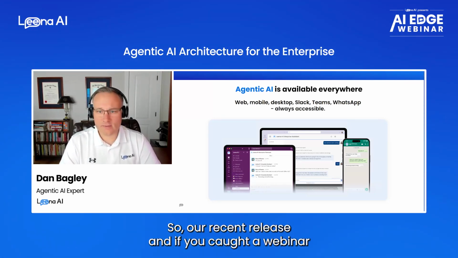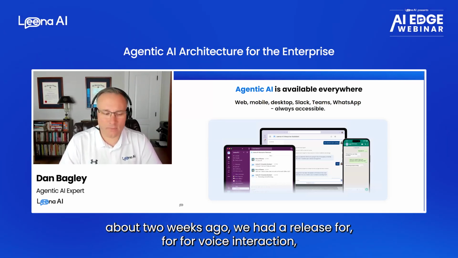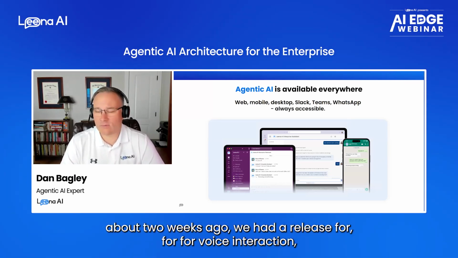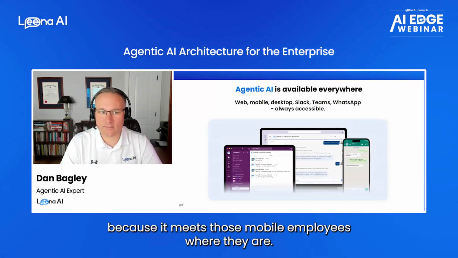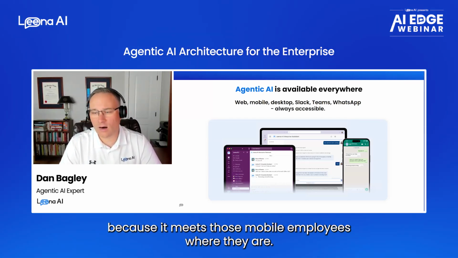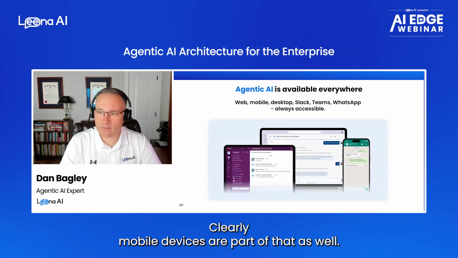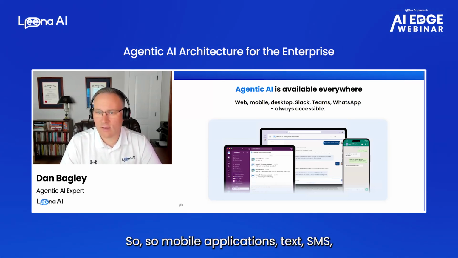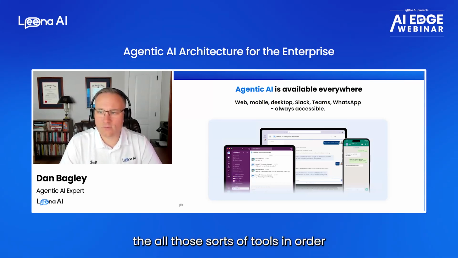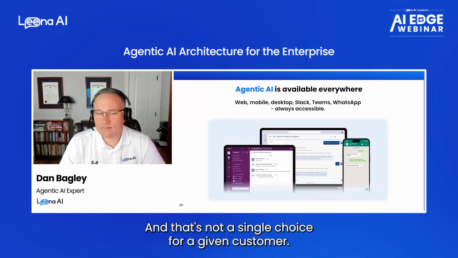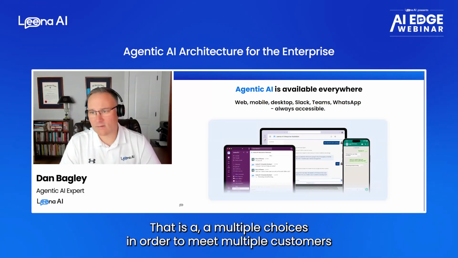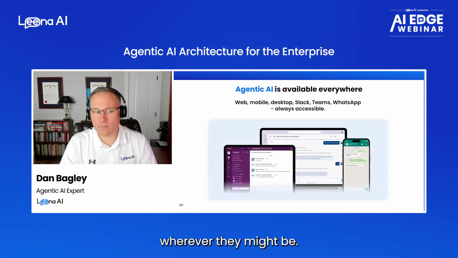So in our recent release, and if you caught a webinar about 2 weeks ago, we had a release for voice interaction, which has been hugely positively received by some of our prospects and customers because it meets those mobile employees where they are. Clearly, mobile devices are part of that as well. So mobile applications, text, SMS, all those sorts of tools for interacting with mobile employees are really, really important. And that's not a single choice for a given customer. That is multiple choices in order to meet multiple employees wherever they might be.